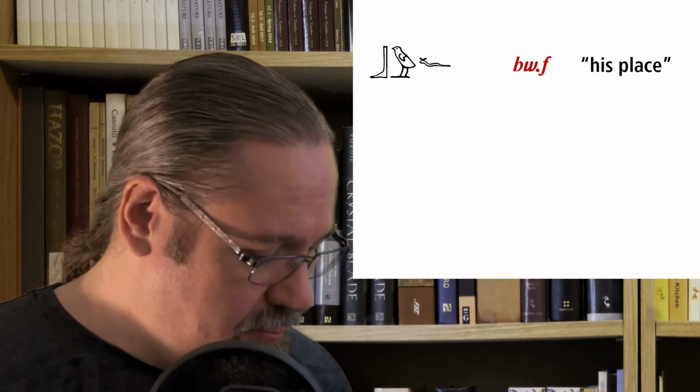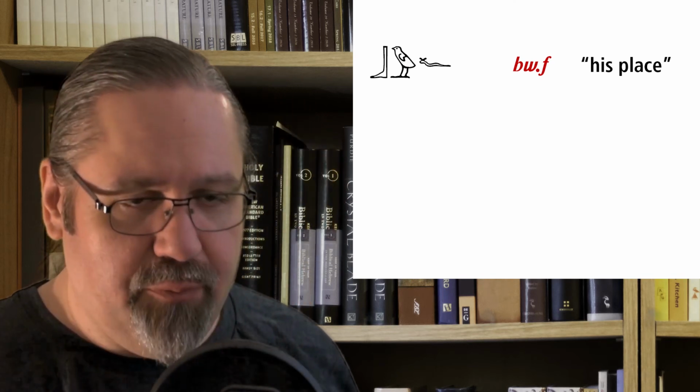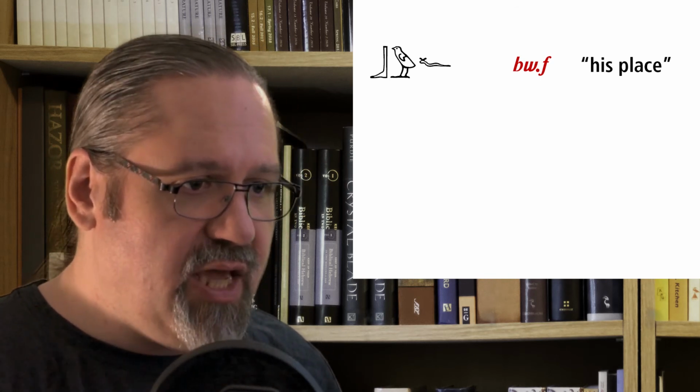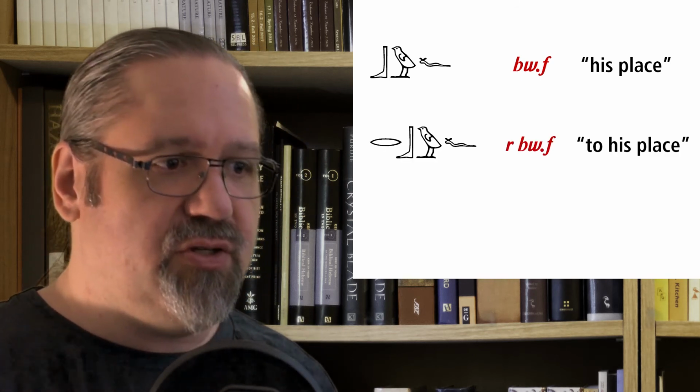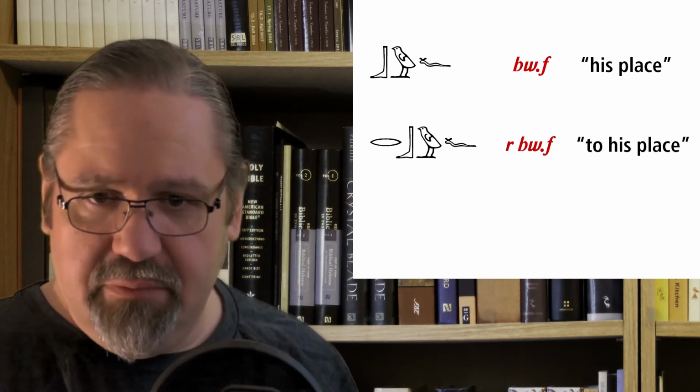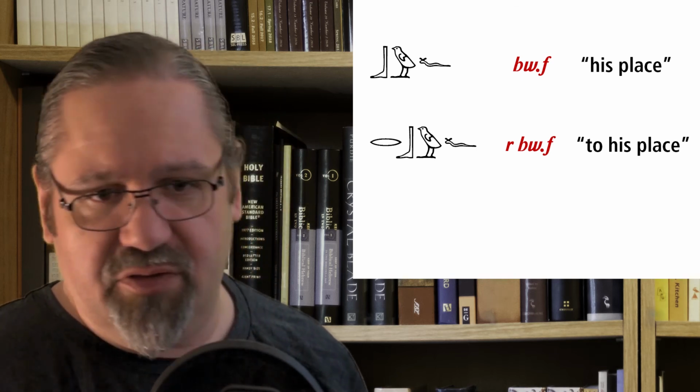And just like in English, Egyptian prepositions occur before the word it modifies. So let's say we wanted to take the example from the last lesson of Boo F, his place. And let's say we want to add a preposition, like we want to go to his place. We would say R Boo F, to his place. Now remember, again, because it's a place or a thing, we have to use the R preposition.